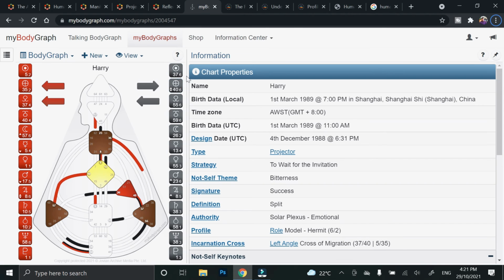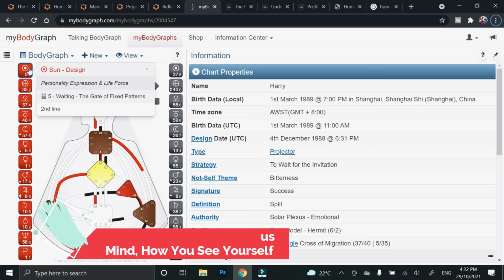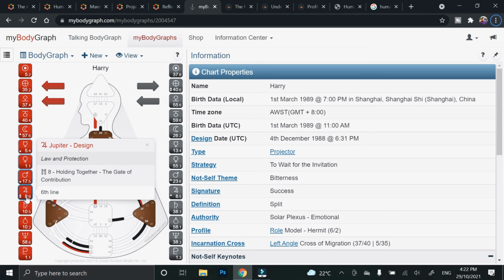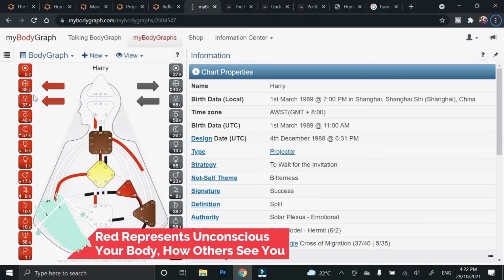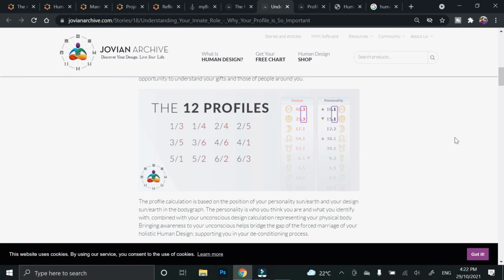Remember, this represents your conscious personality, the black side: your mind, how you think, how you see yourself. And then the second number comes from the unconscious side over here, which represents the unconscious design, the red part: your body, how you experience the physical world, but also how others see you, basically. All together, these 6 lines make up a total of 12 different human design archetypes.